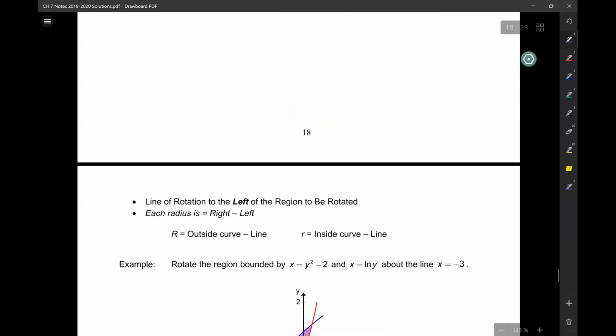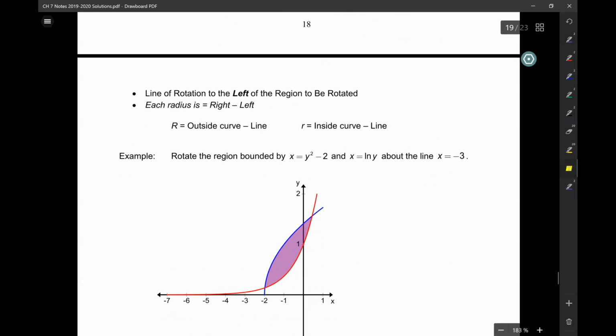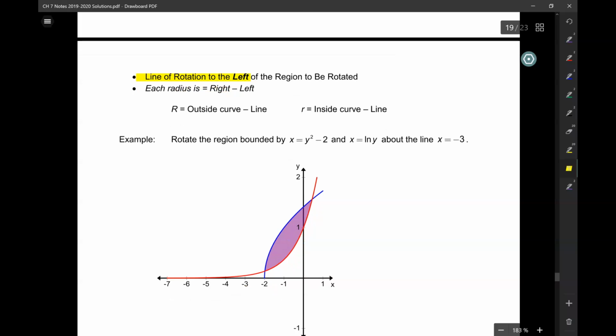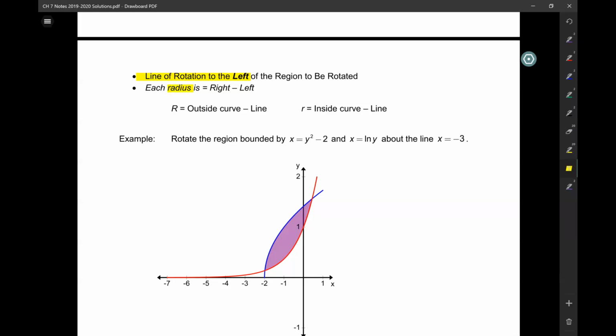Now, left or right. What if the line of rotation is to the left of the region to be rotated? Again, our radius, in general, was the larger, so right minus left, remember? Right minus left. So now, if the line is to the left of where your functions are, and we're doing right minus left, it's got to be function minus the line.